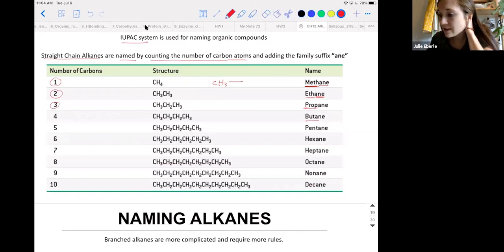5, 6, 7, 8, 9, and 10 carbons correspond more with words or prefixes you've probably heard. So pent, like a pentagon has 5 sides, so pentane, and then hexane, heptane, octane, nonane, and decane for a molecule that's a straight 10 carbon chain. So you need to know how to name these. Now, you're not going to see beyond 10 carbons. I'm not going to have you name that. But up to 10, you need to know how to name straight chain alkanes.